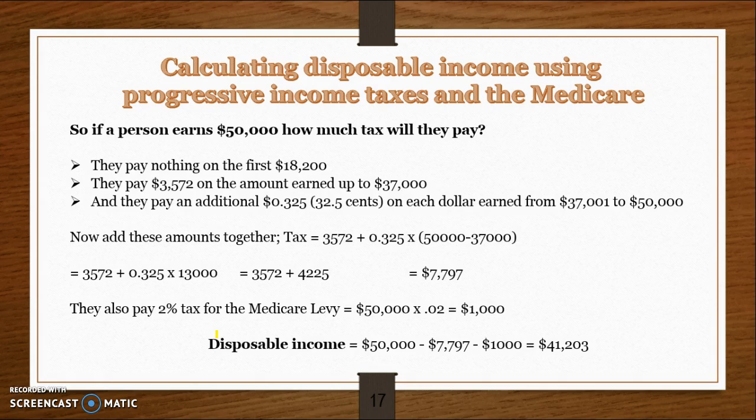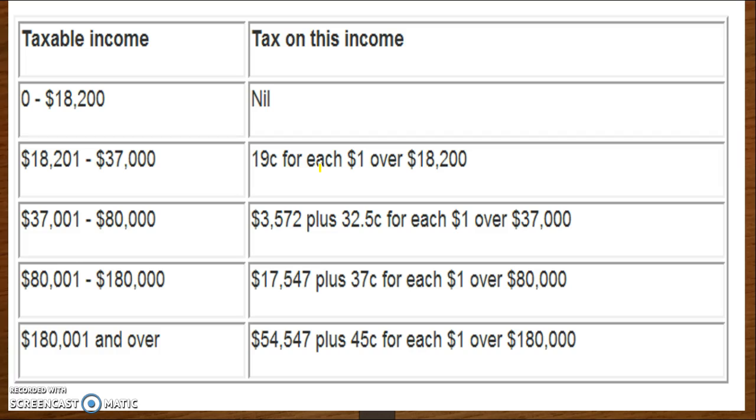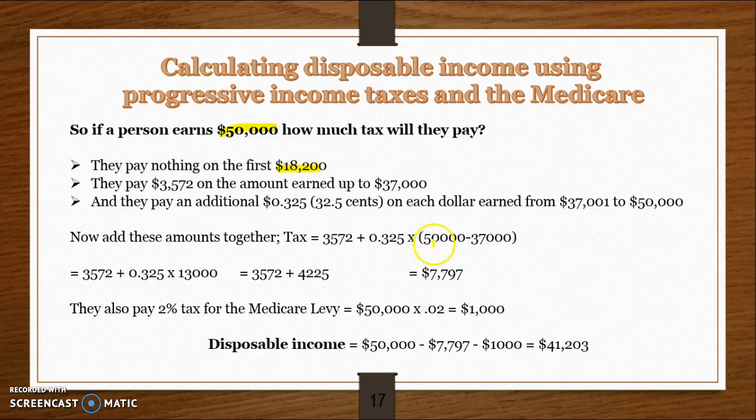So in terms of calculating income tax, if a person earns $50,000, to work out how much tax they would need to pay, you know they pay nothing on the first 18,200. Then if you go to your calculator, you'll see that up to earning $37,001, you'll pay $3,572. So it'll be $3,572 plus 0.325 times everything above $37,000. In this case, you earn $13,000 above $37,000, so it'll be 3,572 plus 0.325 times 13,000, which gives you a figure of 7,797.